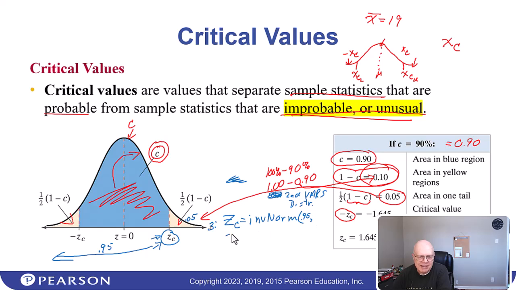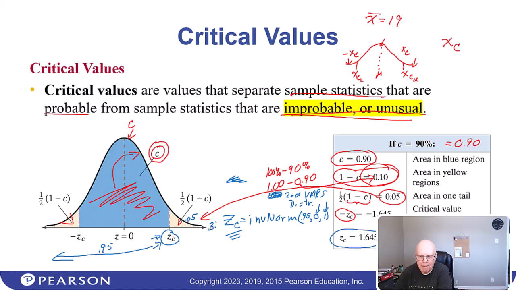Now we're talking about z values, and you might remember you put 0 and 1 because z values are standard deviations, and it's the special one where we have 0 for mean and 1 for standard deviation. Put those in your calculator, and this is what you'll get.